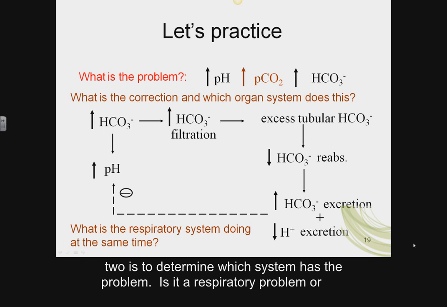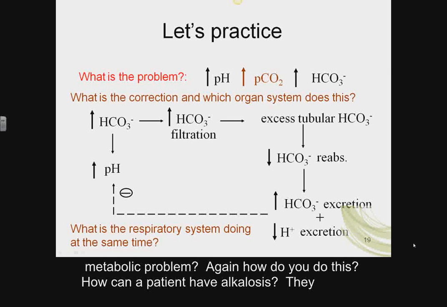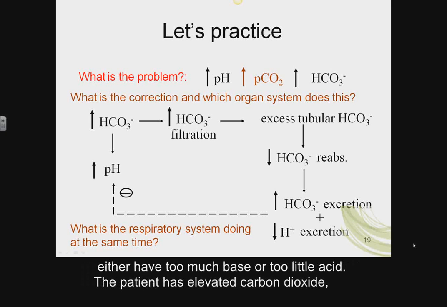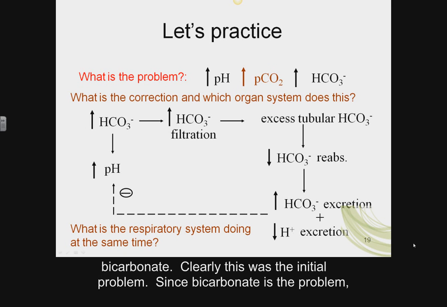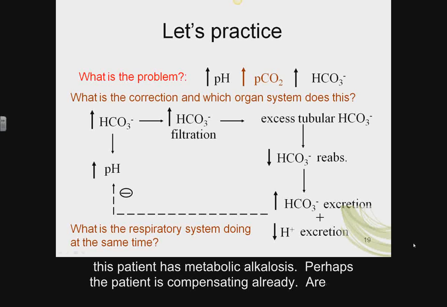Again, how do you do this? How can a patient have alkalosis? They either have too much base or too little acid. The patient has elevated carbon dioxide. Elevated acid. Obviously, this cannot be the problem. The patient also has elevated bicarbonate. Clearly, this was the initial problem. Since bicarbonate is the problem, this patient has metabolic alkalosis.